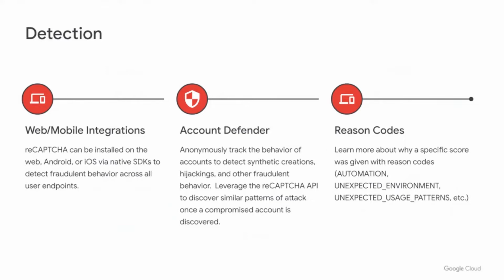We also provide an account defense solution that allows us to anonymously track the behavior of accounts and detect things like hijacking, ATOs, synthetic accounts through changes in behavior observed over multiple logins. And finally, we provide reason codes that are able to provide more context to you and your security team about what we think is happening beyond the risk of the interaction, that can hopefully help inform the type of response necessary to either enable a customer or keep your site safe.